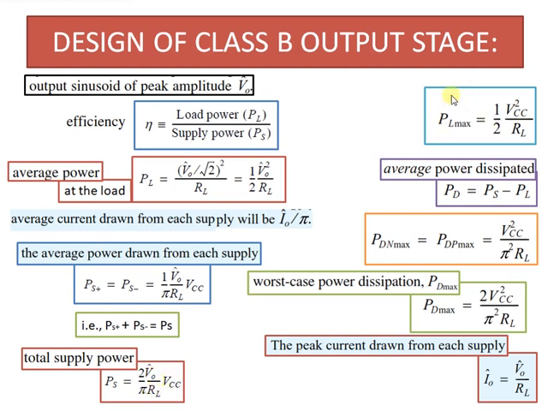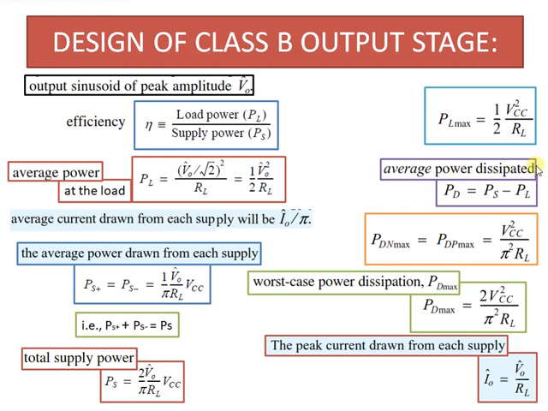To compute the maximum value of the load power, that is computed as half of VCC square divided by RL. If you look at this particular equation and the equation for the average power at the load, what we have done is we have just substituted V out cap to be equal to VCC.